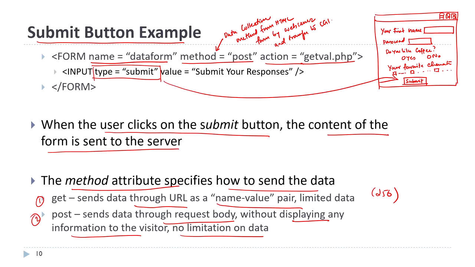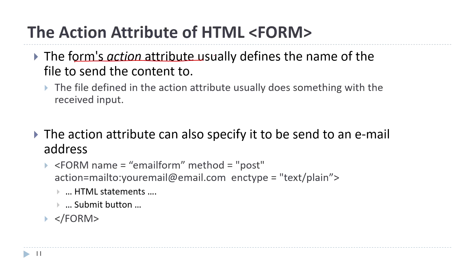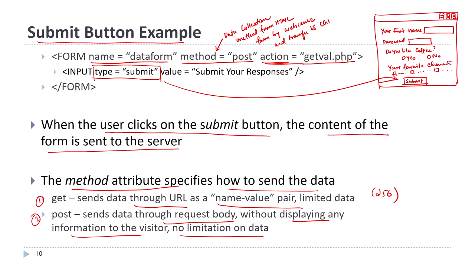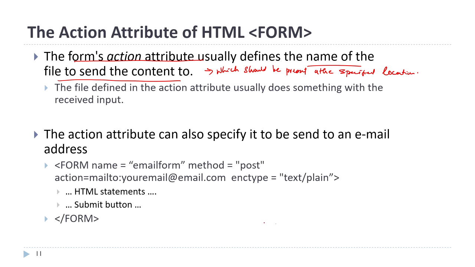Then the action attribute is the next one we need to look into. The form's action attribute usually defines the name of the file to which the content is sent. Most of the time it tells you which file, and there are a few conditions that should be present at the specified location. If it just says getWorld.php within two quotes, it tells the computer that in the current folder, wherever this HTML page is, there is another script called getWorld.php. So send the data to that. That is what the action attribute says.